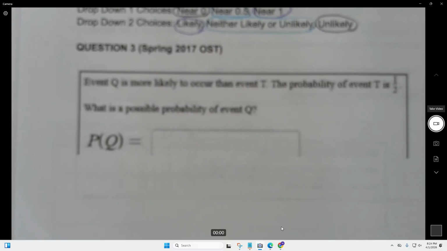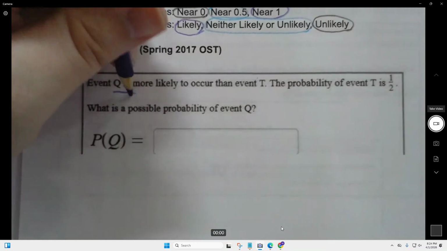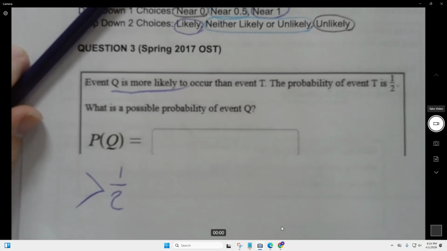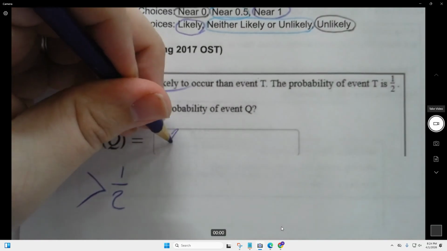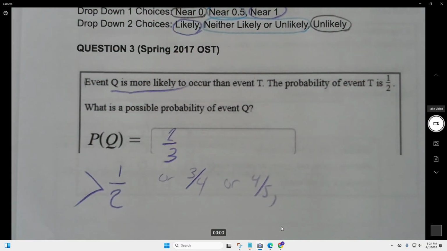Question 3. Event Q is more likely to occur than event T. The probability of event T is 1/2. What's the possible probability of event Q? Event Q is more likely. So anything greater than 1/2. 2/3. Or 3/4. Or 4/5. You know, anything that's bigger than 1/2.